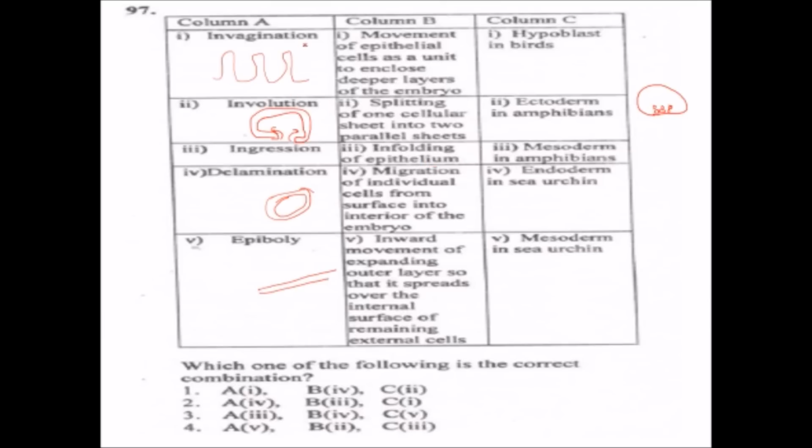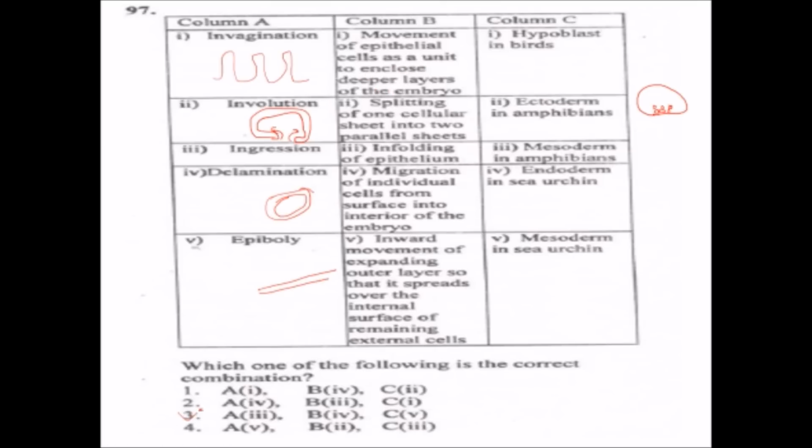So invagination goes with the number 3. Here if you see, 1 is not, B is not 3, it should be 3. So the answer option 1 is wrong. Let's see, the involution is the 2. Involution is not a splitting of one cell, it's the movement of epithelial cell as a unit of close deeper the layer on the embryo.